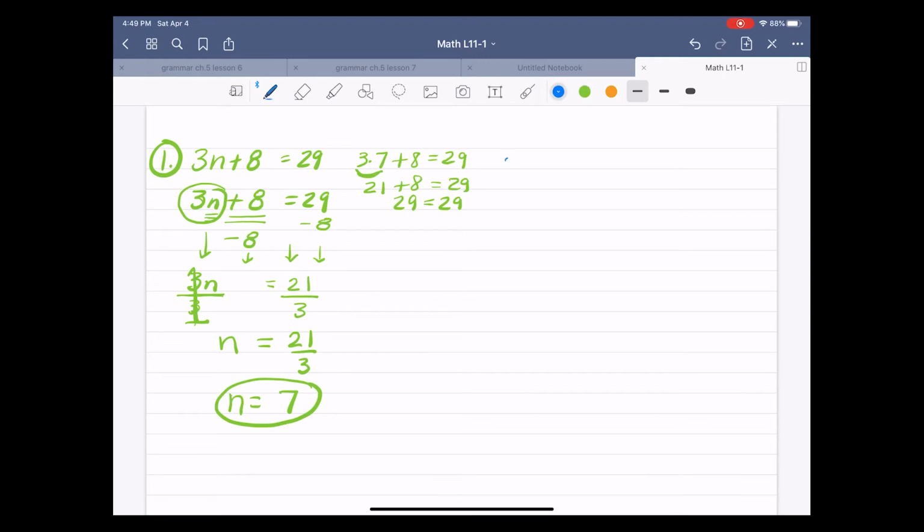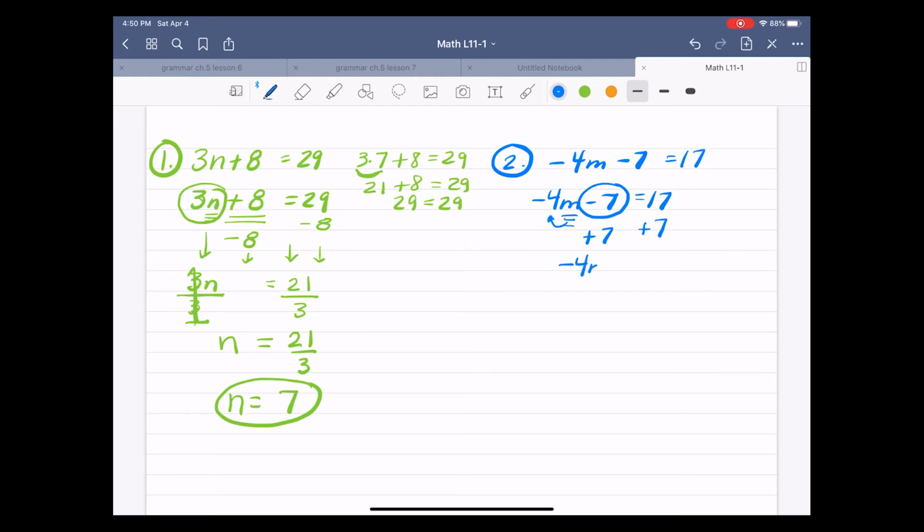Let's do number 2. Number 2, negative 4m minus 7 equals 17. My first step, I'm going to rewrite the problem. Then I'm going to look and I'm going to say, okay, my variable's m, but it's connected to a 4. So I'm going to go searching for something else. Okay, I see this negative 7. I want to kick it out. Negative 7, inverse operation would be plus 7. If I add 7 to the left, I've got to add 7 to the right.